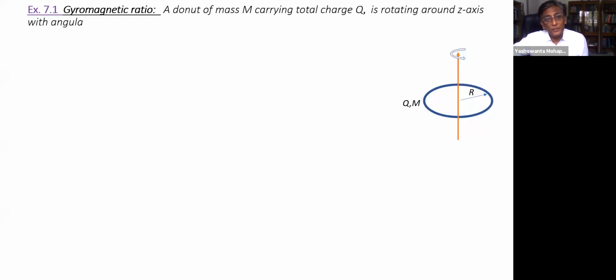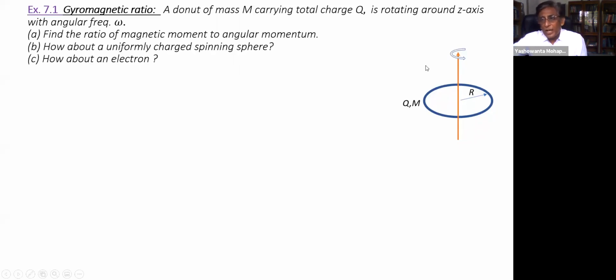All right. Now let me take up a quick example of a gyromagnetic ratio. You must have already encountered this in your earlier school or even chemistry probably. So let's say there is a ring of total charge Q and total mass M, and it is rotating with omega here. So what is the current? We know that the time of revolution is 2 pi by omega, so I would be Q omega by 2 pi.